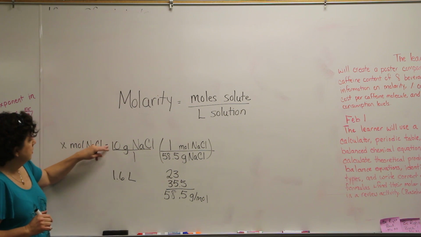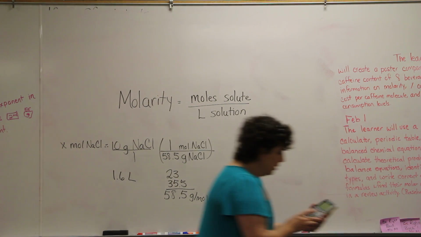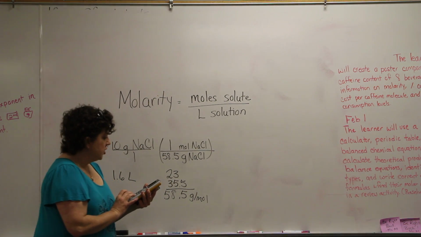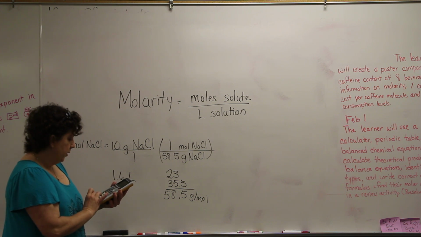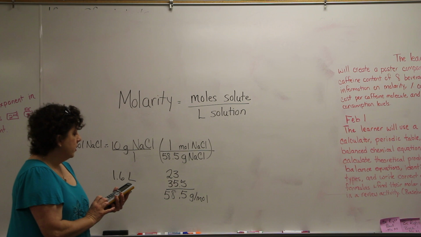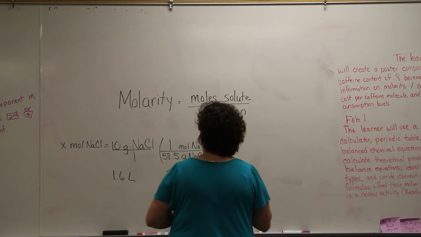So we have 10 times 1 divided by 58.5. I'm not going to enter times 1 in my calculator because that's not going to change my number 10 at all. So 10 divided by 58.5. I get 0.1709, so I'm going to call that 0.17.